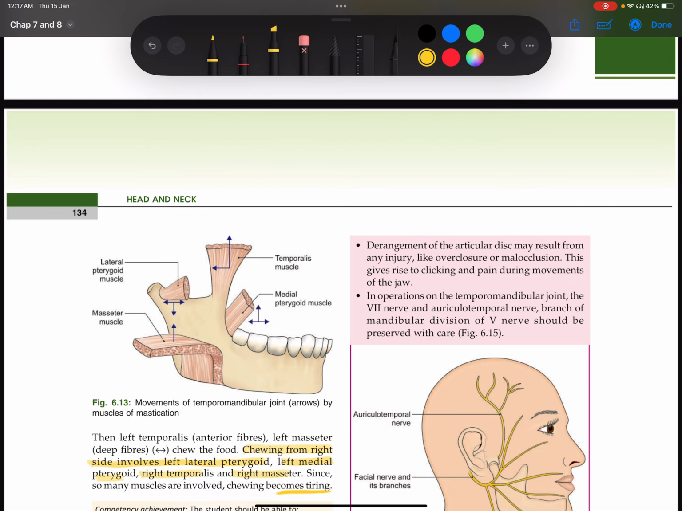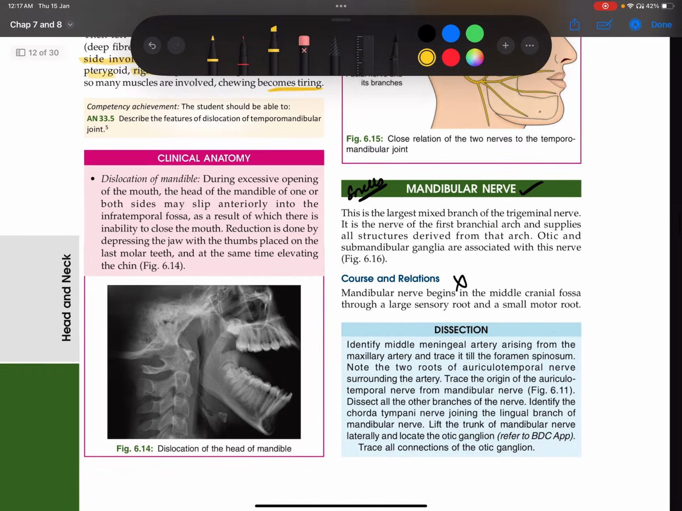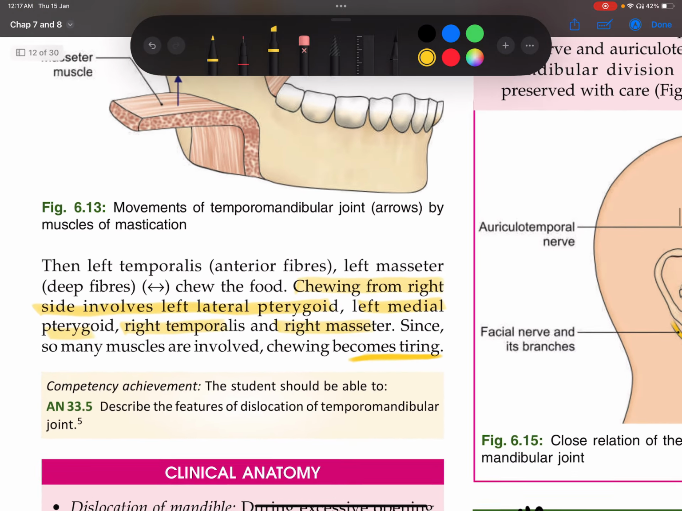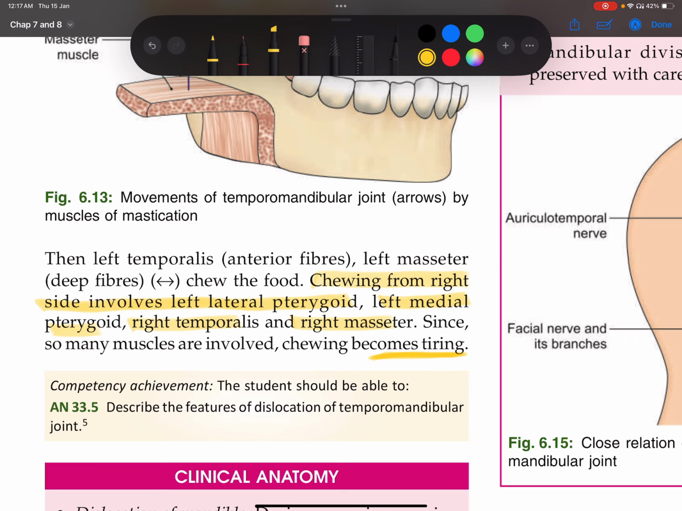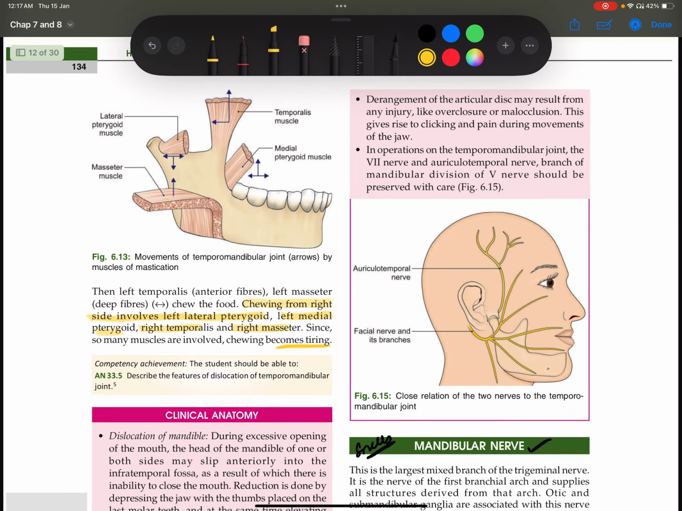Right? And it is important for you to know about chewing movements. For example, if you're chewing from the right side, it will involve the right masseter and temporalis muscle, but the pterygoids will be of the opposite side. So that's the reason there are so many muscles involved for chewing. Therefore, chewing is a tiring procedure.